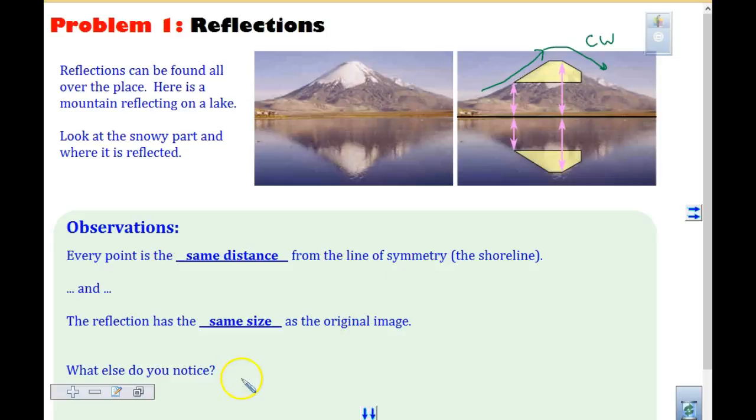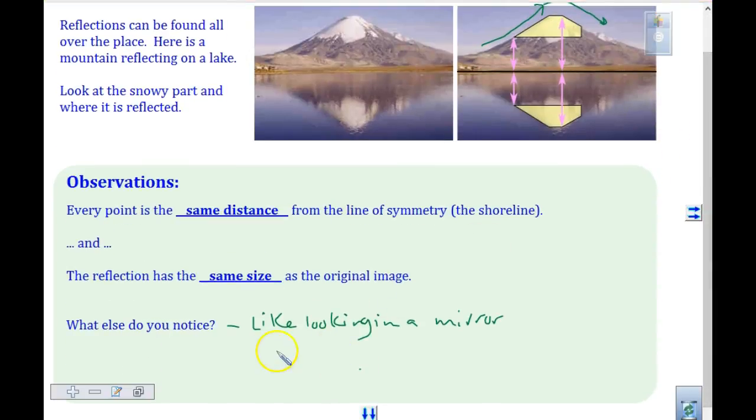All right, Jaden, tell us one thing. It looks like looking in a mirror. It's the same object. It's just on the opposite side, like you know what I'm trying to say. It's not rotated, but it flips. And it's the opposite direction.